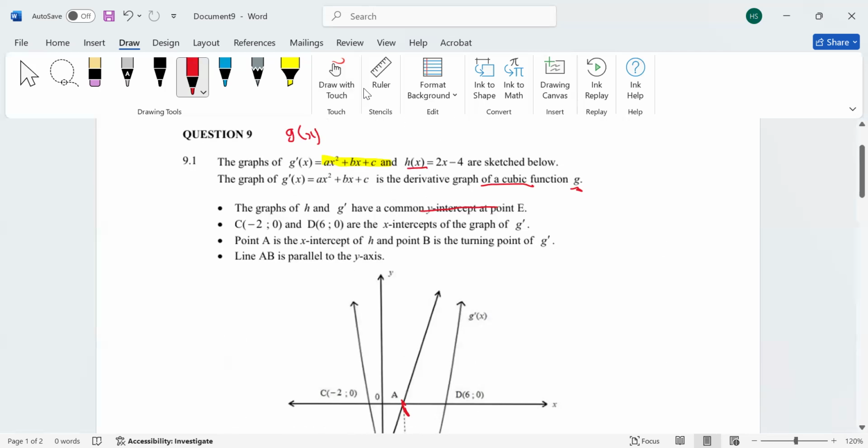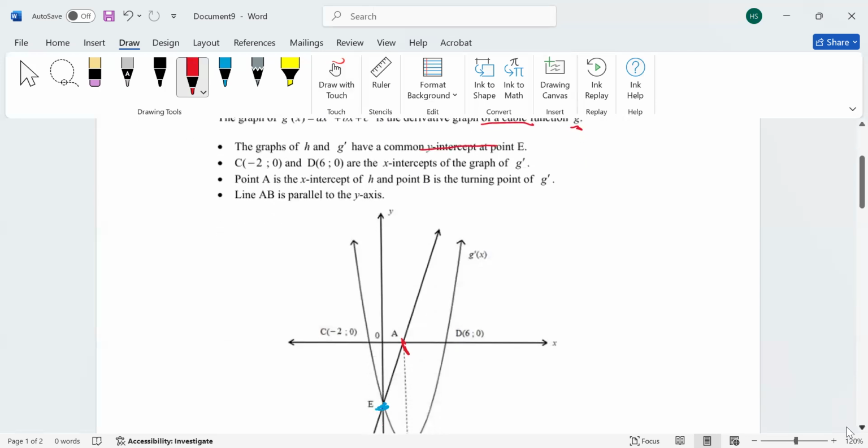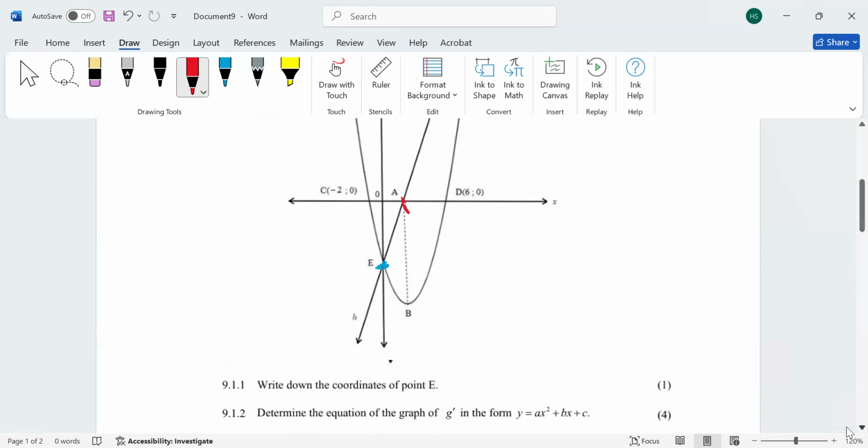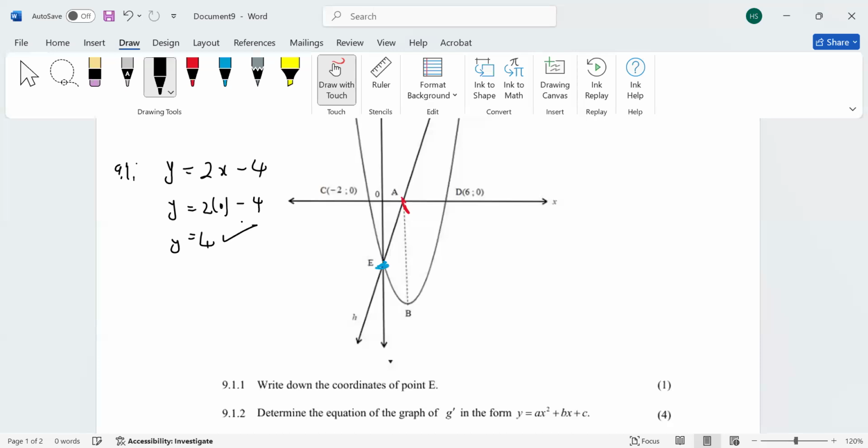The first question says we should determine the coordinates of E. Simple. So we want to get E. What is E? It's the y-intercept of the straight line. So for 9.1.1, we have y equals 2x minus 4. So y is going to be 2 multiplied by 0 minus 4, and that gives y equal to minus 4. You get 1 mark for that. So we update this here.